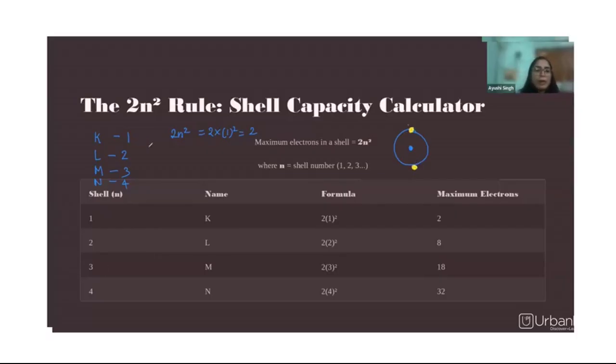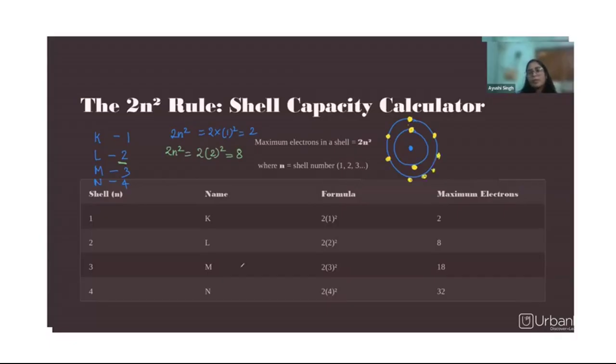Now, if we talk about the L shell, 2n square is equal to, again, what shell is it? 2. So we put 2 and it comes out as 8. So the next shell will only have 8 electrons. Let me just draw it again. So 1, 2, 3, 4, and 4 more.